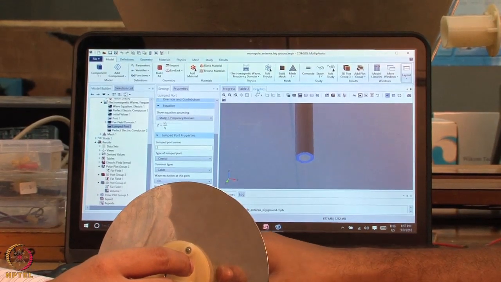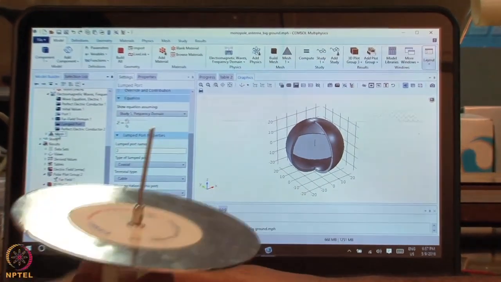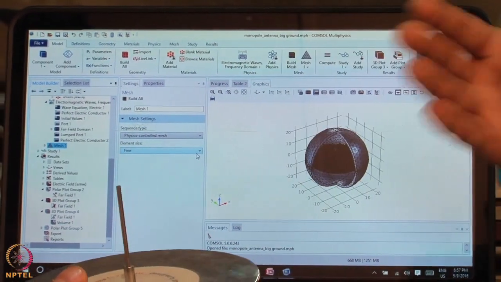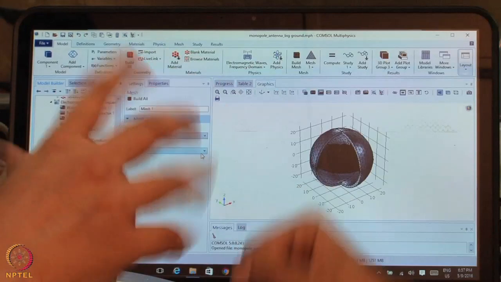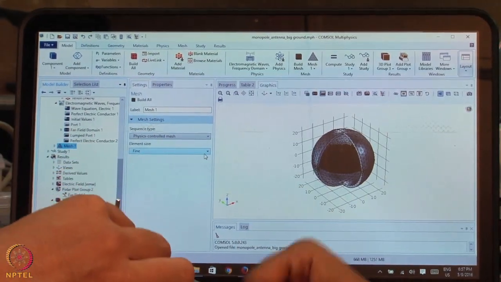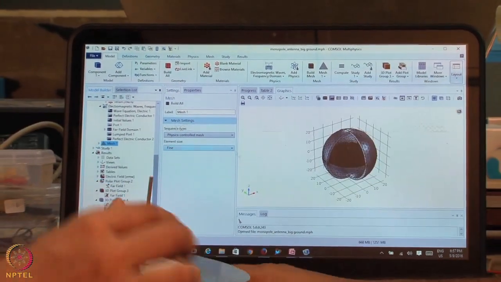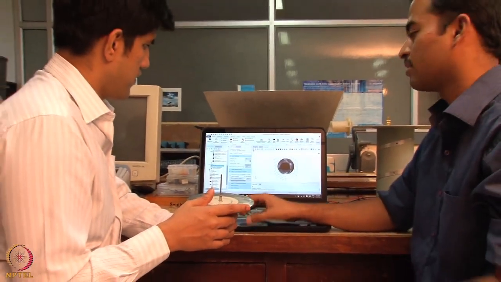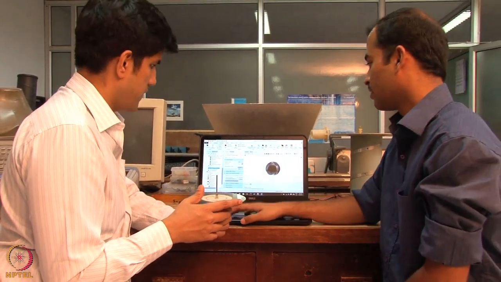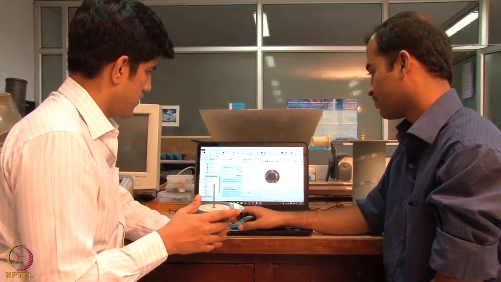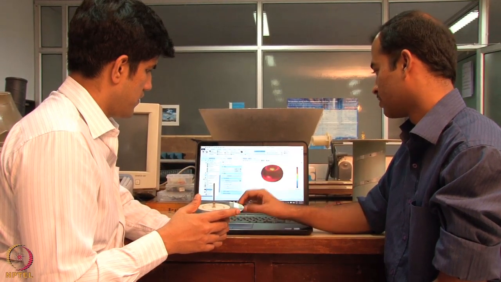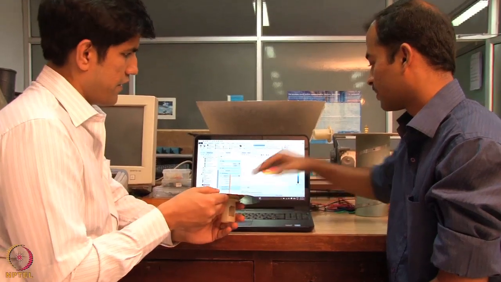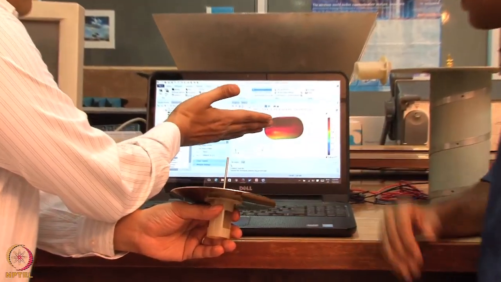So the next step is meshing. Again we have used the physics controlled mesh, and as I told you, we can go finer and finer, roughly 5 cells per lambda. Here in the frequency domain study, I have given 1.25 gigahertz. And after simulating, what we get is such kind of far fields. Basically what you see here is the reflector plane, and it's kind of reflecting the entire thing.